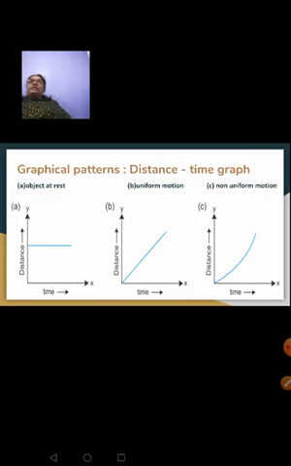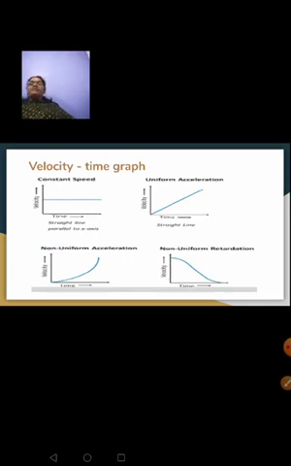In the exam you will be given the graphical pattern and you will be asked to write the type of motion shown by the object. Clear? Next, we'll see the velocity time graph. In this, pay attention to constant speed, uniform acceleration, non-uniform acceleration. The first graph is talking about constant speed. It's a velocity time graph: velocity is on the y-axis and time is on the x-axis.